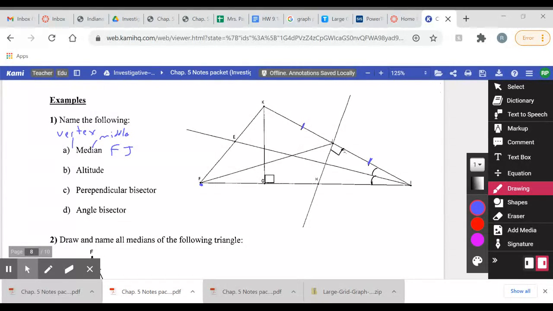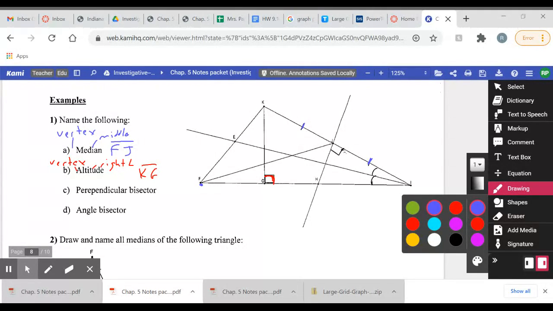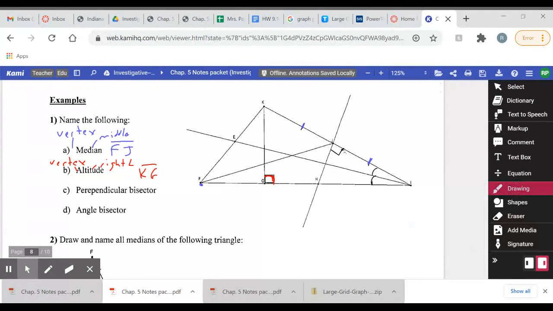Okay. Now, if we look at another one, an altitude, remember it must come from a vertex. And I need to be seeing a right angle. Okay, so coming from a vertex, forming a right angle with the side, then that represents an altitude, KG. All right, if you have these written opposite from me, like in this case, JF or GK, that would be fine as well.